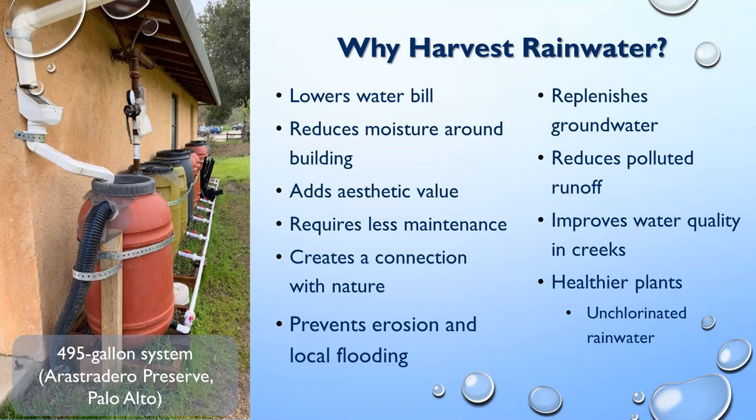But one of the ones we really want to look at today is it can reduce polluted runoff from stormwater. And that's a really important one, and that ties right into improving the water quality in the creek. It can also make your plants a little bit healthier since the rainwater doesn't have that same treatment as the municipal water. It's not as chlorinated.